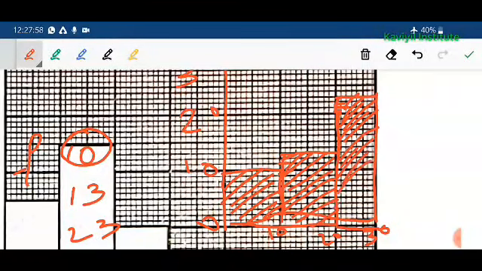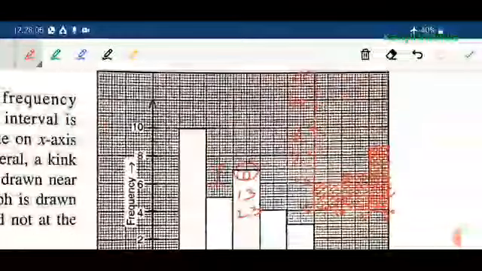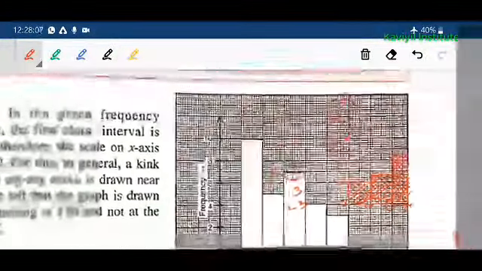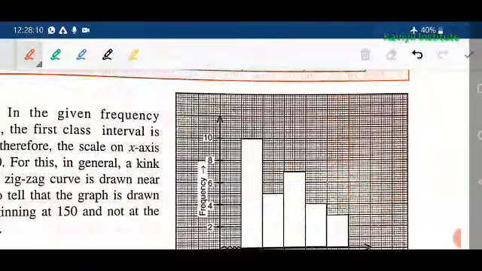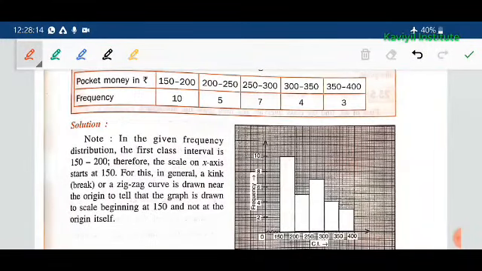Shading is not compulsory, but we will shade it so that the graph will look nice. Once you shade it with the help of a pencil, it will look nice. So this is the way we draw the graph. I know that you are familiar with this; I am just helping you go through a quick revision.